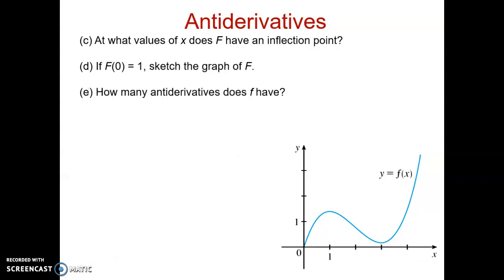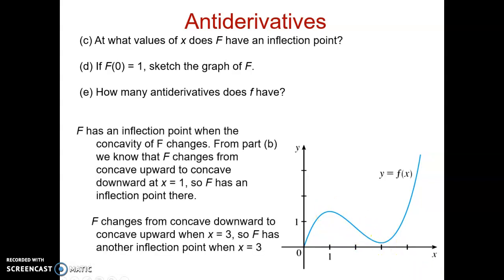At what values of x does f have a point of inflection? Capital F has a point of inflection. Again, capital F, we can't see that curve, but we know that this curve, little f, is the derivative of capital F. And we know inflection points are going to be at the peaks and valleys of the derivative. Remember, it was the most positive or the most negative. So capital F has an inflection point when the concavity of F changes. And from part B, we know that capital F changes concavity at x equals 1 and at x equals 3.